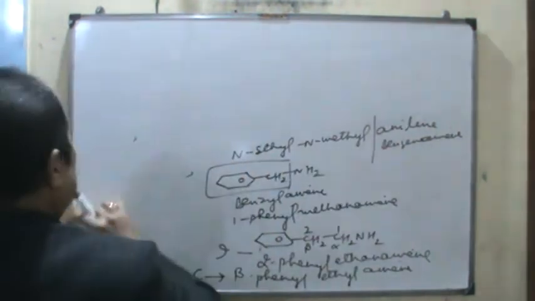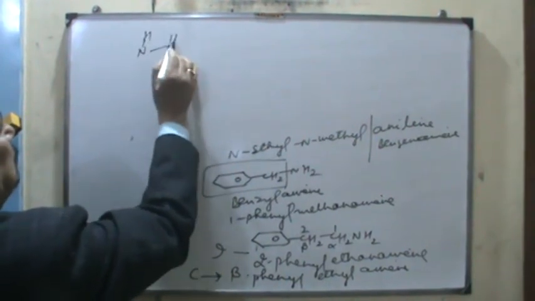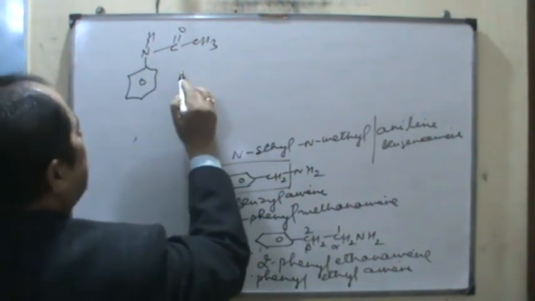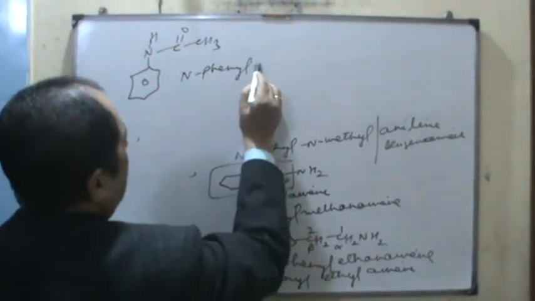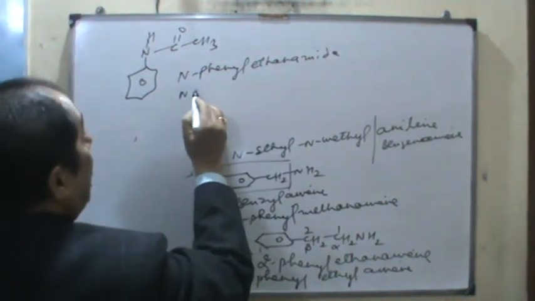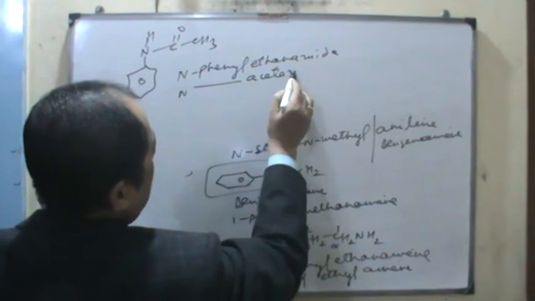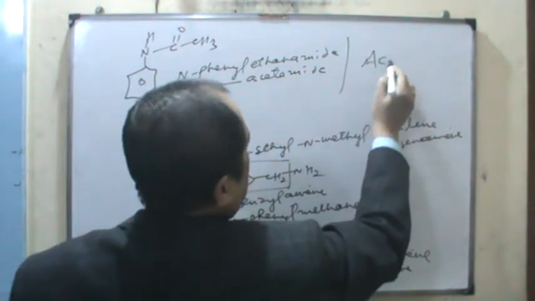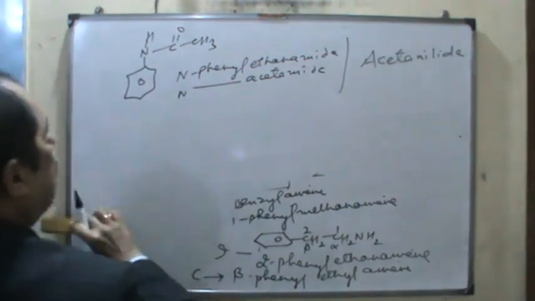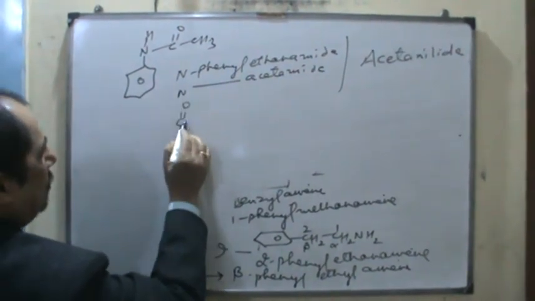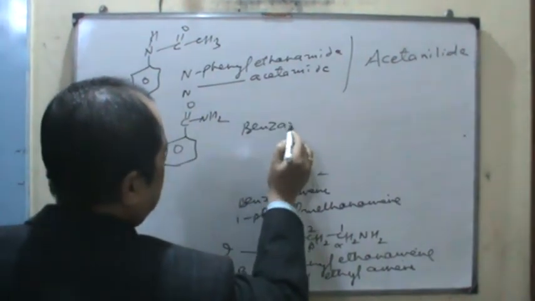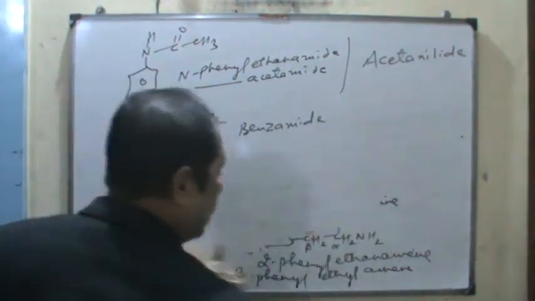NHCOCH3 is called N-phenylethanamide, or N-phenylacetamide, and more importantly it is acetanilide. So you have to remember such nomenclature, right? Another useful nomenclature in this chapter is benzamide.